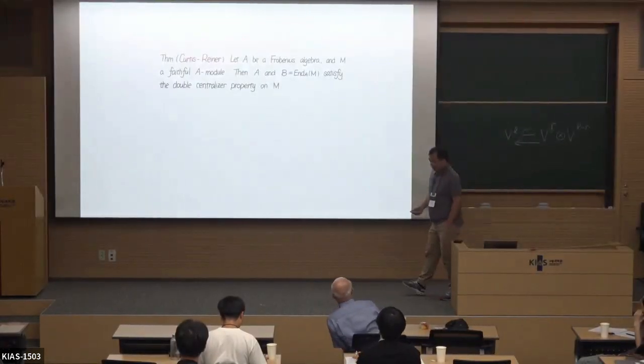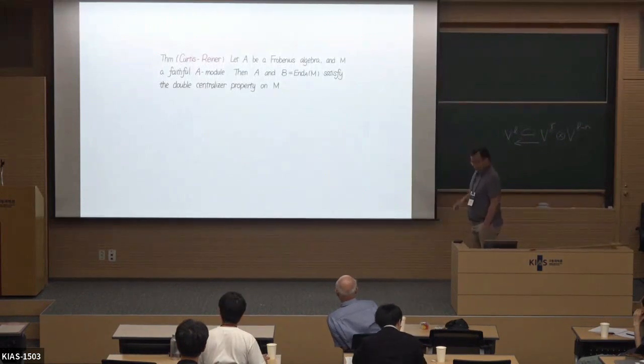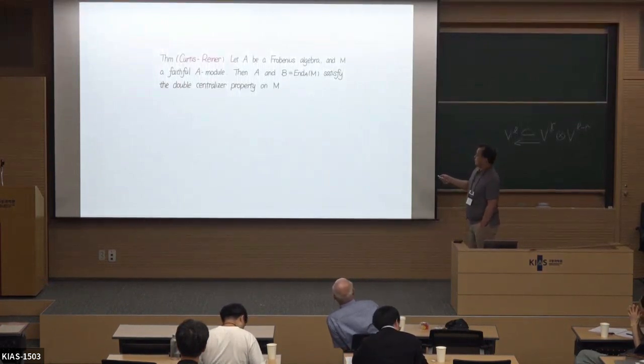This double centralizer property, after we proved this requirement, I found is actually discussed in Curtis and Reiner's classical textbook in representation theory, many years ago in the 1960s. But let's just recall this theorem.